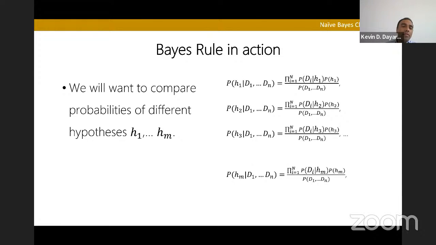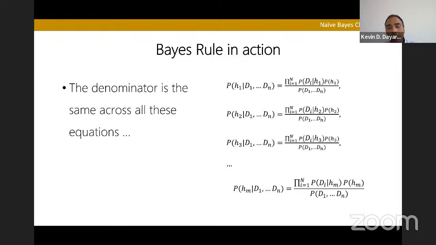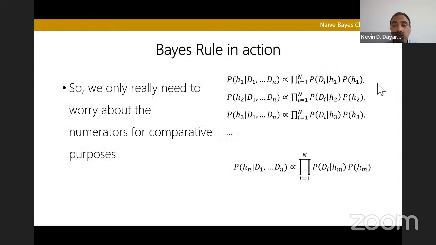And if we want to compare the probabilities of different hypotheses, H1 through HM, we would do that as follows, by computing these different posterior probabilities. But you notice something with these equations. Notice that the denominator is the same. So why should we bother to compute it if we keep dividing by this exact same thing? What we can do instead is say the probability is proportional to this product times the prior probability of the hypothesis in question. And I know that's a lot of statistical jargon.